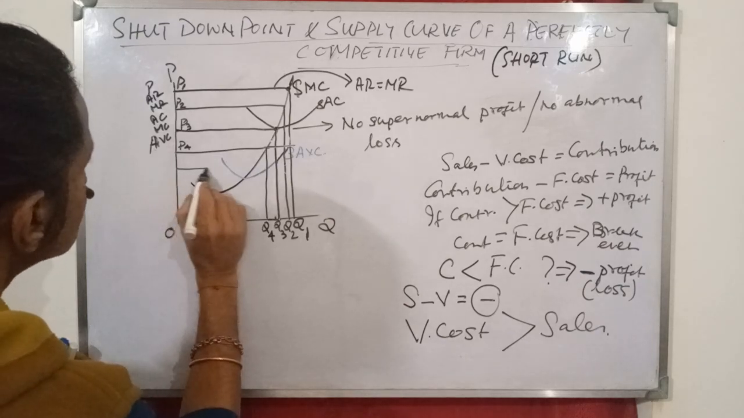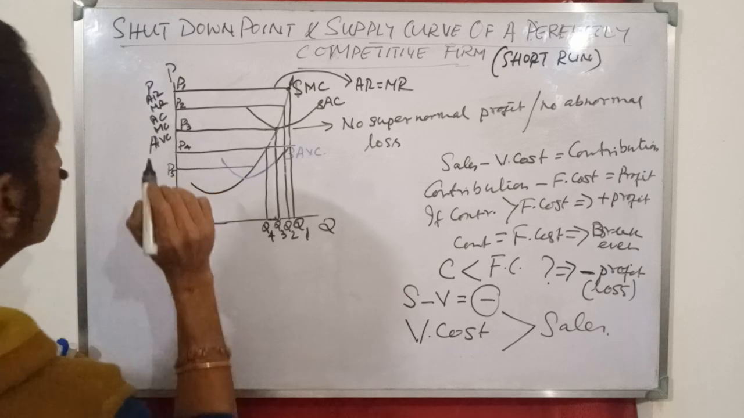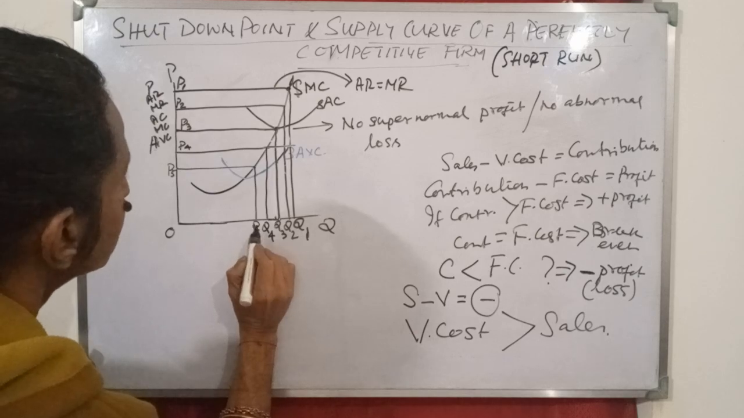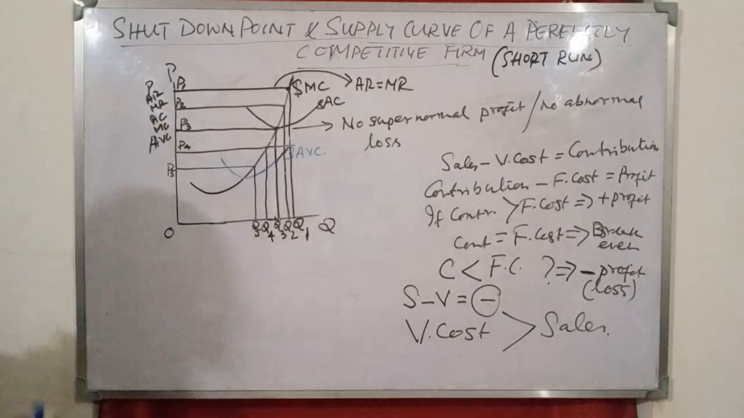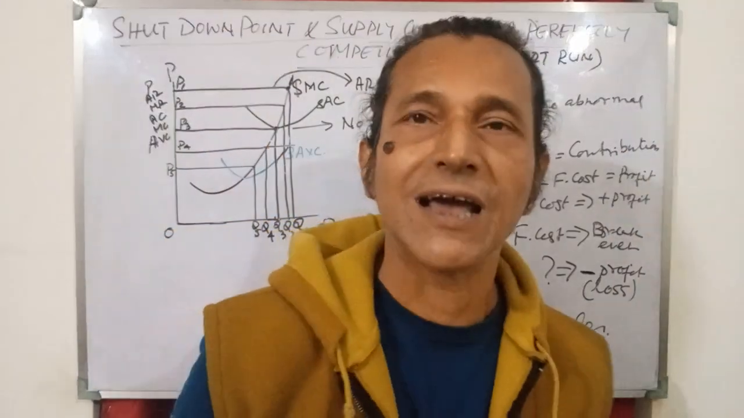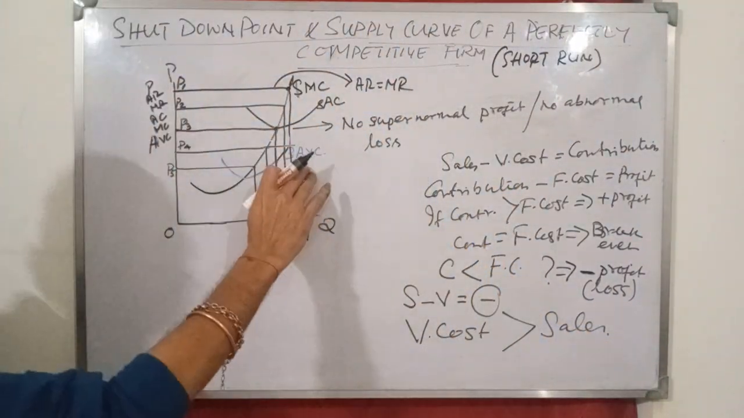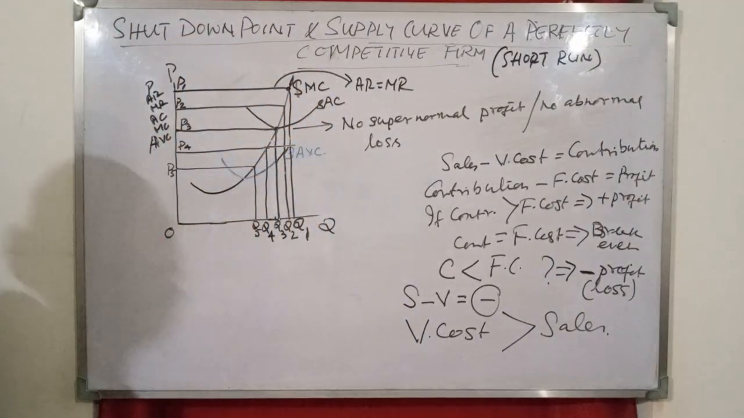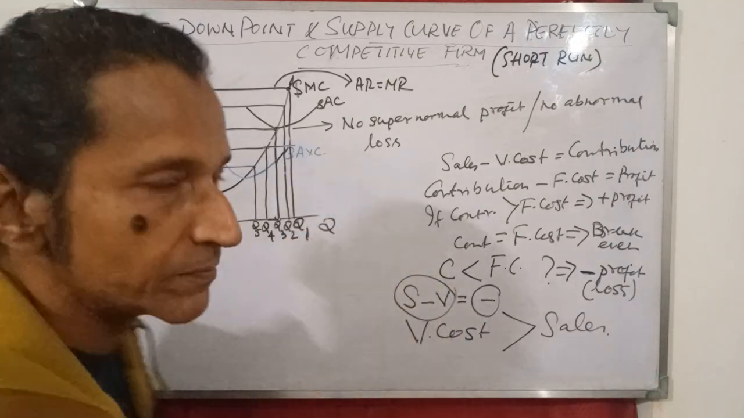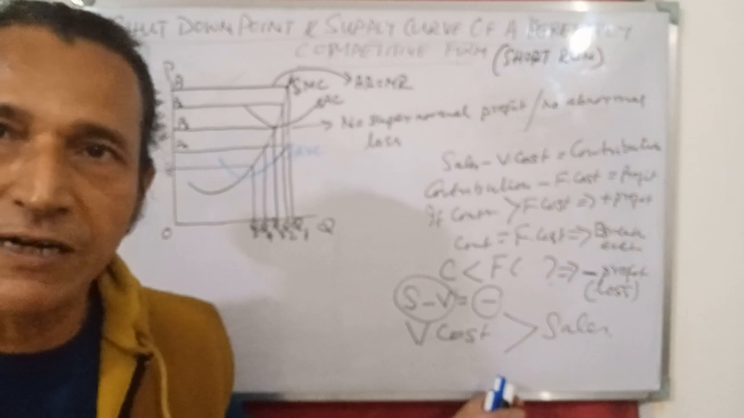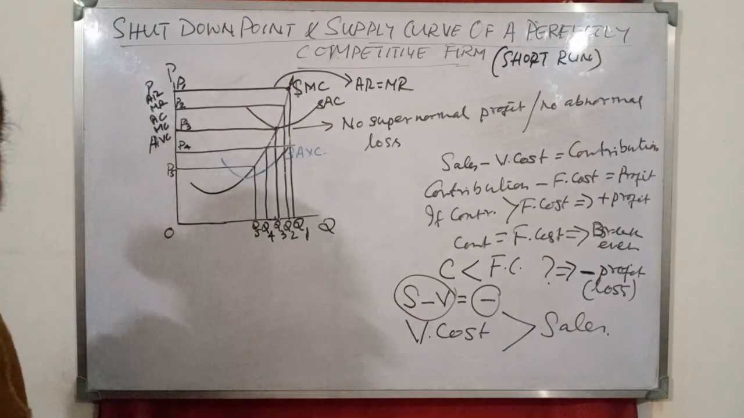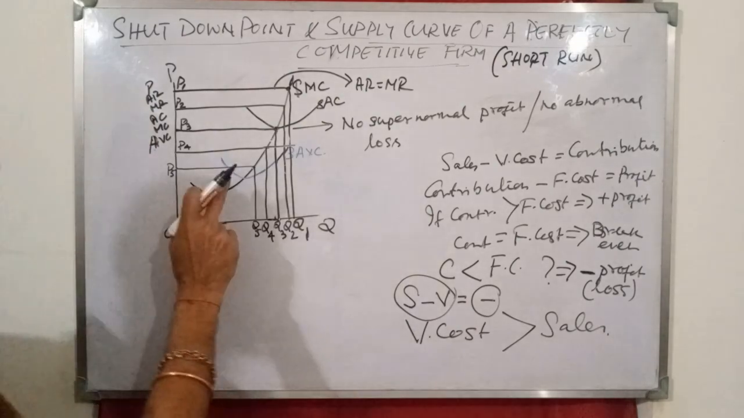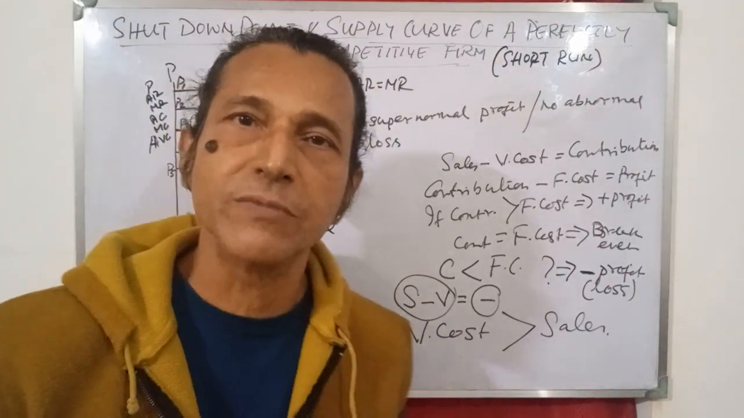Price further falls to P sub 5. This is P sub 5. So quantity becomes Q sub 5. Still, the price or average revenue is more than average variable cost. That is, S minus V is still positive in terms of marginal costing in management accounting. The same logic applies here too. Since S minus V is still positive, the firm will continue doing business.